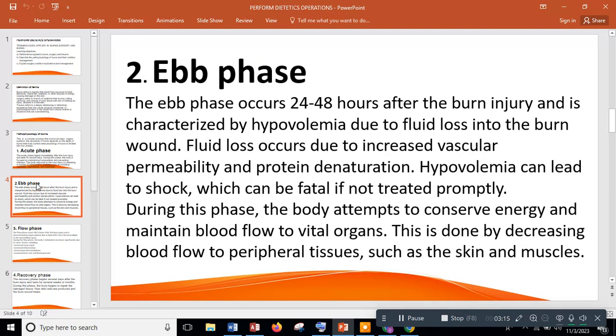Then we are going to move to the second phase. The phase occurs between 24 to 48 hours after the burn injury and is characterized by hypovolemia due to fluid loss into the burned wound. Fluid loss occurs due to increased vascular permeability and proteins denaturation. Hypovolemia can lead to shock, which can be fatal if not treated promptly. During this phase, the body attempts to conserve energy and maintain blood flow to vital organs. This is done by decreasing the blood flow to peripheral tissues such as the skin and the muscles.